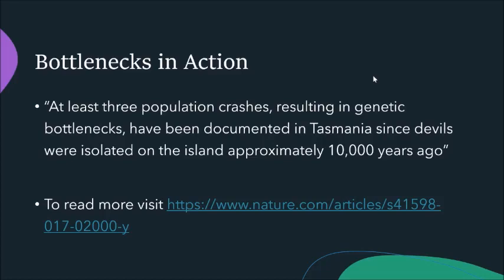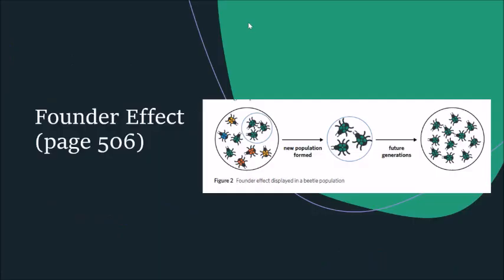But over history, and we're talking ancient history, geological history, there's been at least 3 crashes in their population where they've almost been wiped out, resulting in genetic bottlenecks. And so these 3 crashes are bottleneck effects that have occurred since Tasmanian devils were isolated on Tasmania. In other words, once they got wiped out on the mainland and were only on the island of Tasmania, 3 times their population has been reduced through natural disasters, leading to significant reductions in genetic diversity. If you want to read more about that, the article's there.